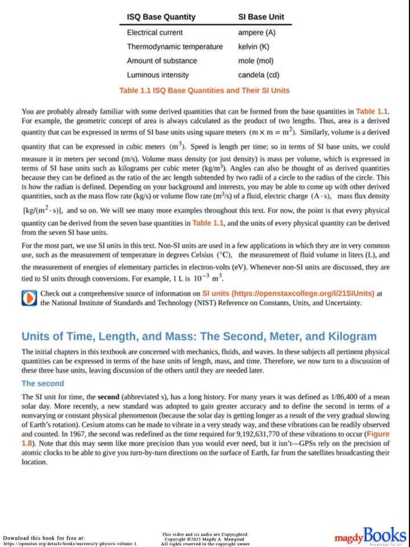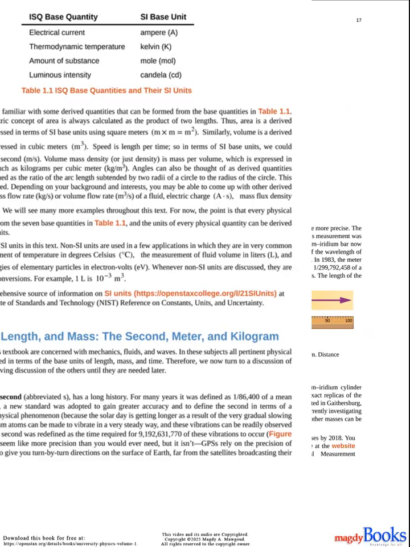Figure 1.8. Note that this may seem like more precision than you would ever need, but it isn't. GPSs rely on the precision of atomic clocks to be able to give you turn-by-turn directions on the surface of Earth, far from the satellites broadcasting their location.